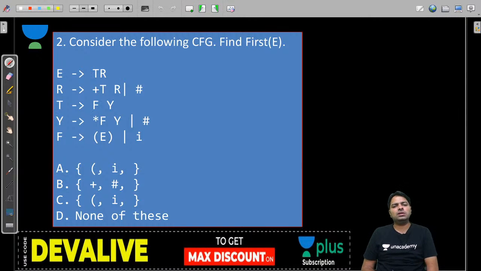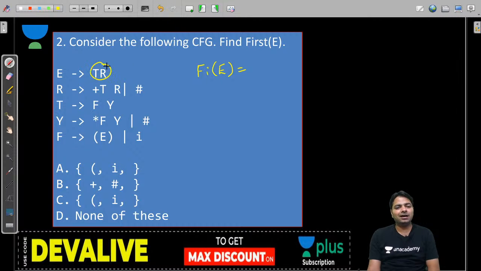And consider the following CFG. Find the first set of a non-terminal. This is going to be easy for those people who look carefully. First of E, you should focus on the first of TR. Can I say the first of TR is the first of T? Look at T when you go for T, and FY. Is there any possibility of epsilon?